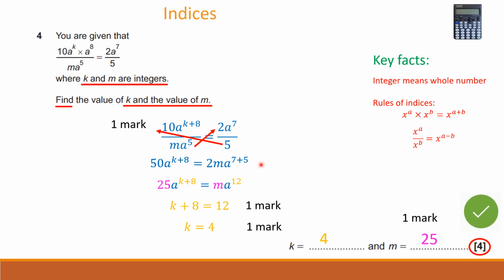Or as I've done, I've multiplied up, I've cross-multiplied, making it easier because there's no fractions then, and then I've come through to 4 and 25. You choose which way you prefer to answer the question.